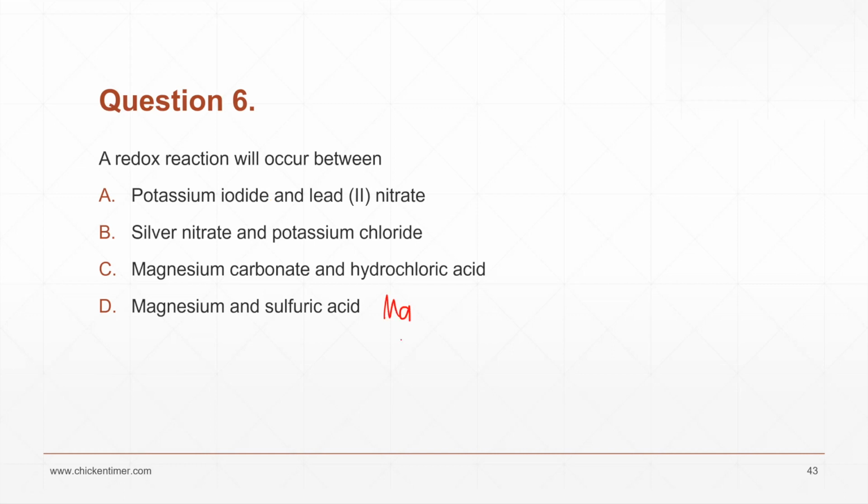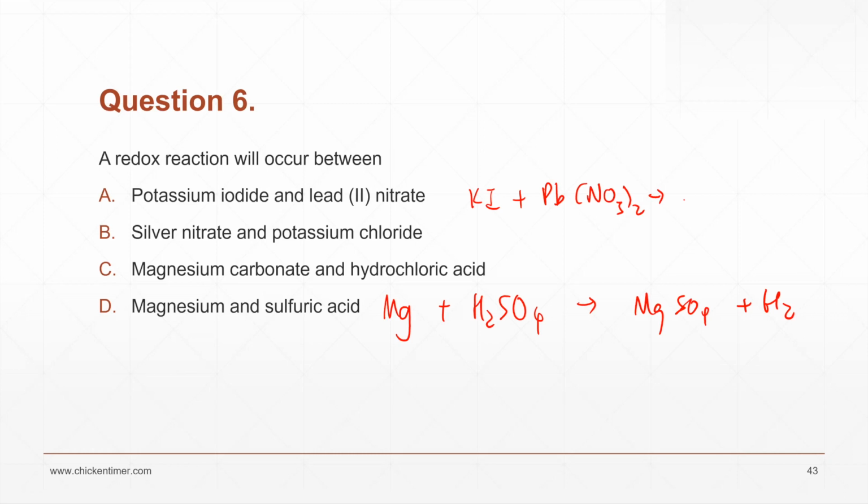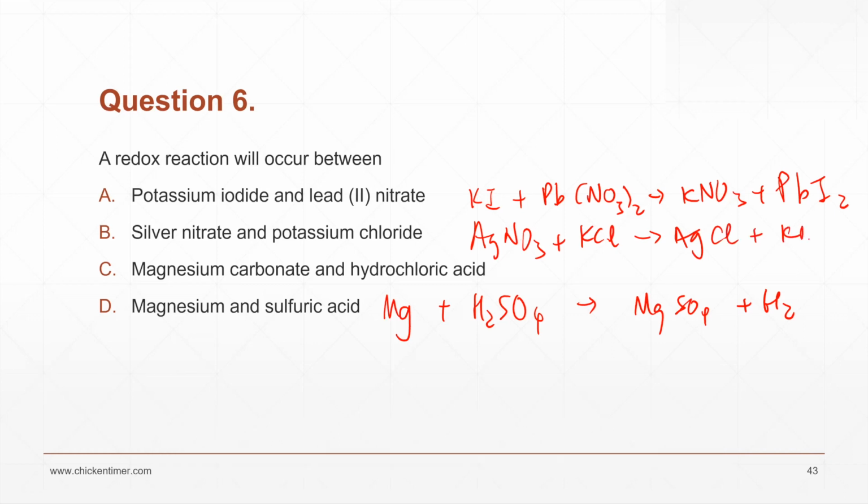The last one, let's see: magnesium plus sulfuric acid gives magnesium sulfate plus hydrogen gas. Then KI plus lead nitrate gives you potassium nitrate and lead iodide, PbI2, not I2. Then AgNO3 plus KCl gives you AgCl plus KNO3. Then MgCl2 plus CO2 plus water.